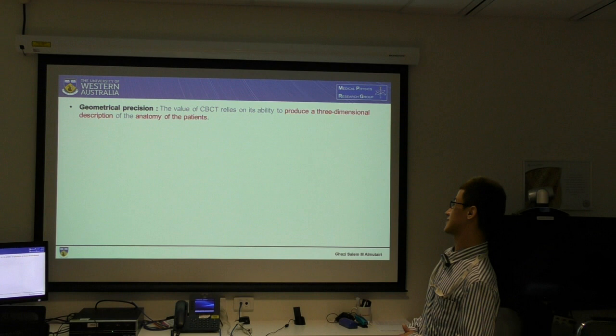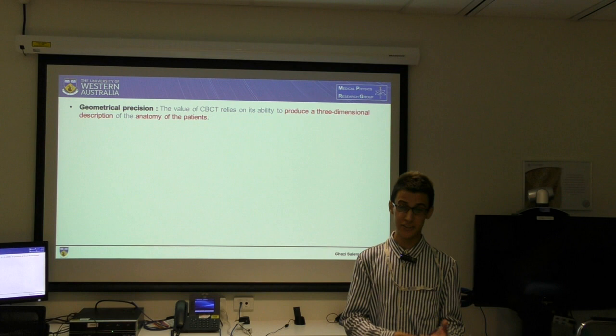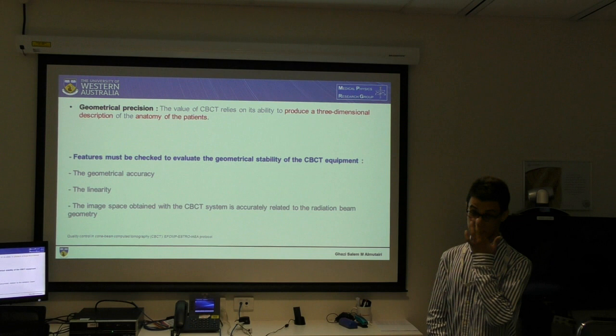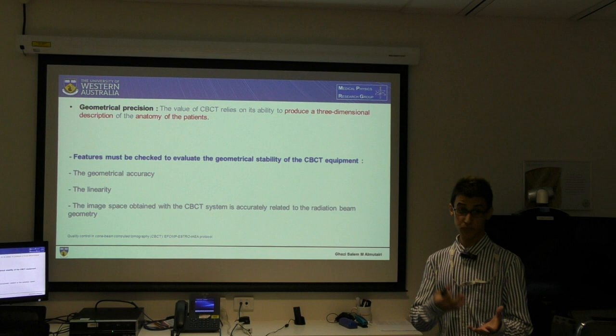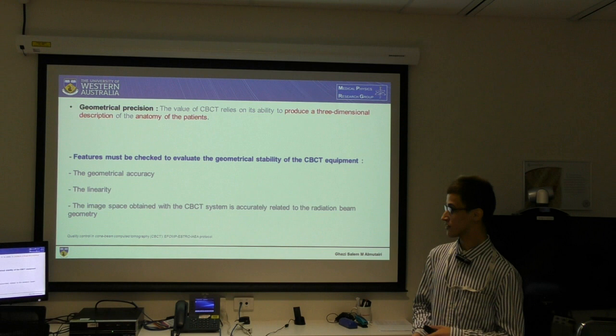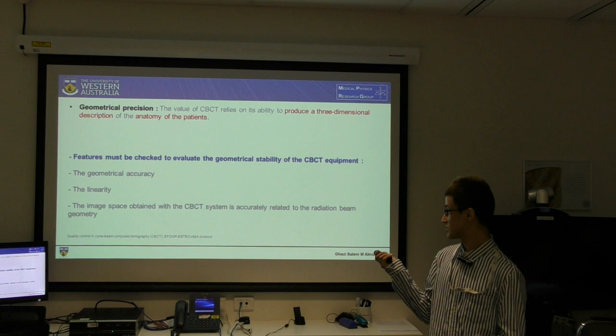Geometrical precision. The value of the CBCT relies on the capability to produce a 3D description of the patient anatomy. There are features to check to evaluate the geometrical stability of the CBCT equipment. The geometrical accuracy: the movement components of the CBCT are spatially reproducible. The linearity: the relative spatial relationships are really reflected in the CBCT image. And the image obtained with the CBCT system is accurately related to the radiation beam geometry.